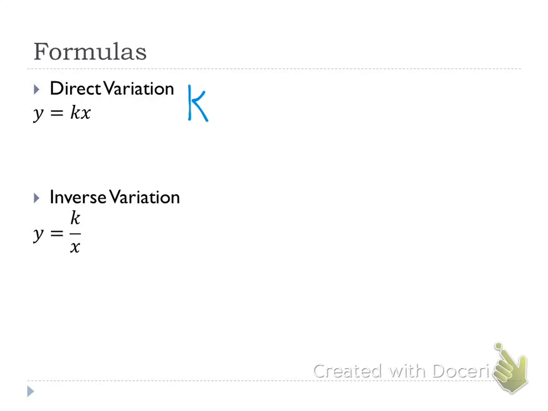K is called our constant, and you're going to want to write this down. K is called the constant, okay? No matter what in a problem, in direct variation or inverse variation, you will always be able to know what K is because it's constant. What that word means is it never changes. It will always be the same. So no matter what Y is, no matter what X is, I know that K will always be the same.